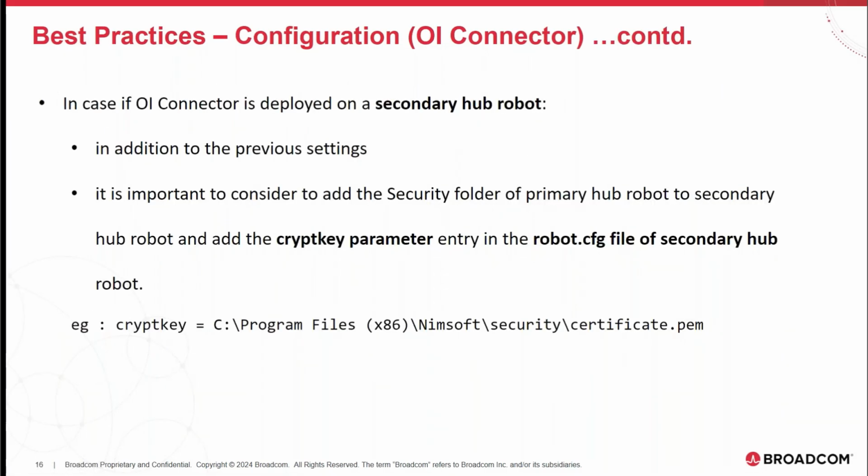Similarly, if by chance, instead of a robot connected to primary hub, there is a situation where the OI connector is deployed on a secondary hub machine because you have some proxy, and DXOI can only be connected via secondary hub, so that it acts as a proxy machine. Basically, it's like a different subnet.